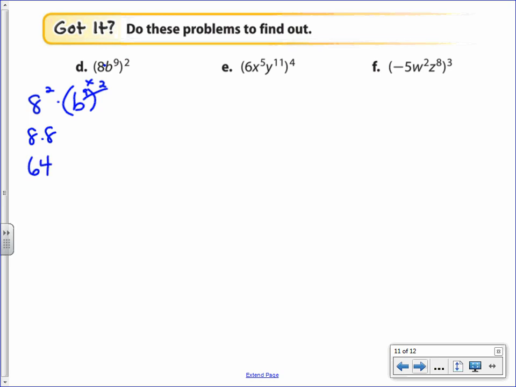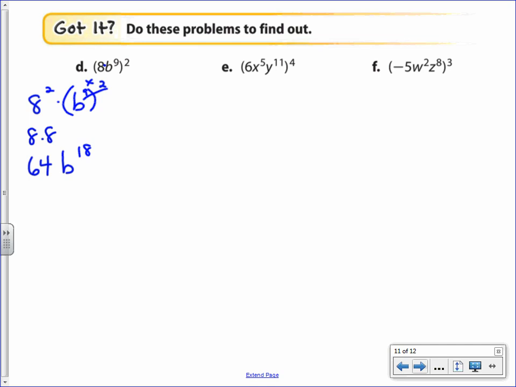B to the 9th to the 2nd is b to the 18th. Remember, that's two groups of 9 b's. Two groups of 9 b's.